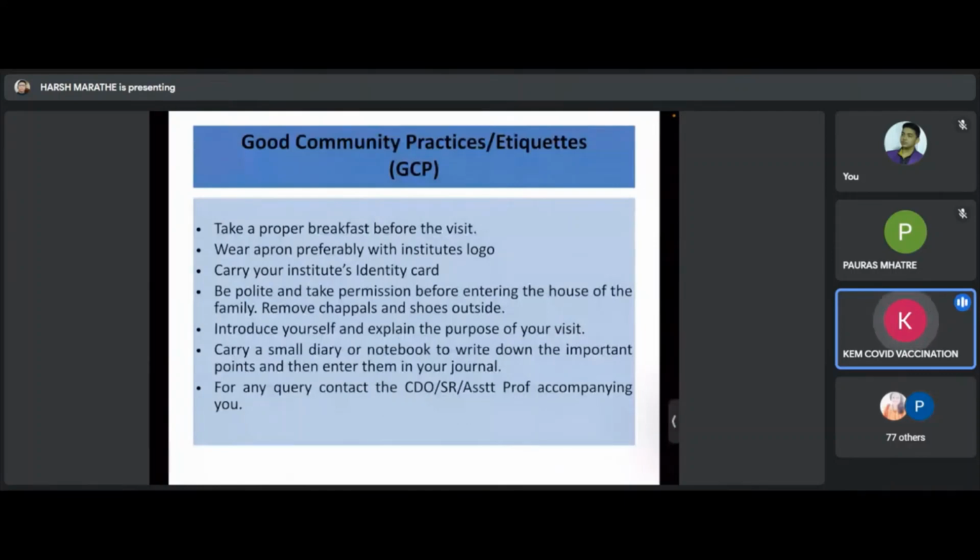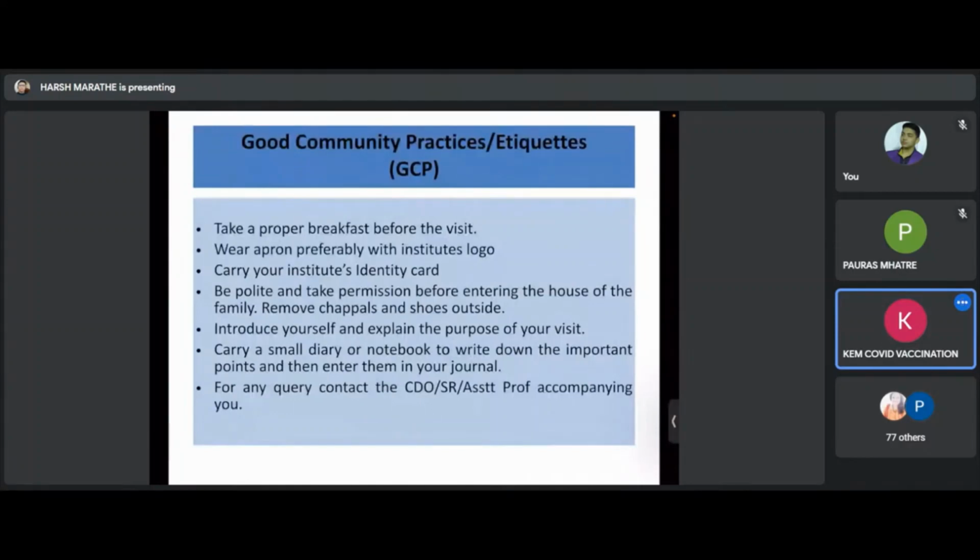Carry a small diary or a notebook to write down the important points and then enter them in your journal. That is very, very important. And for any query at that point of time, we are always there. The community development officer is there, the assistant professor is there at that very moment, so you can immediately come to them. For example, if you go to a family and the house is locked, the CDO or the concerned assistant professor will give you a different family at that point of time. So those issues will be solved right then. Next.